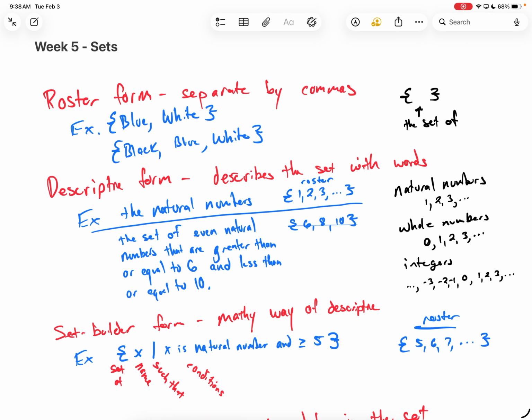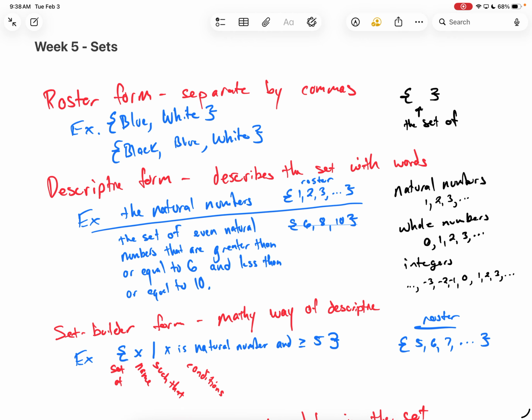So what they do is they do this set builder form right here. The set builder form is not something that you'll have to do, but you might have to read it just to know what it is, so I wanted to go over it. So again, the brackets mean set of, and then they name it. Like last class I saw an X here, I saw a Y here, that names it. Then they do a vertical line. The vertical line means such that. So the set of X's such that, and then they give it a condition that describes it. So here, X is a natural number and it's greater than or equal to 5.